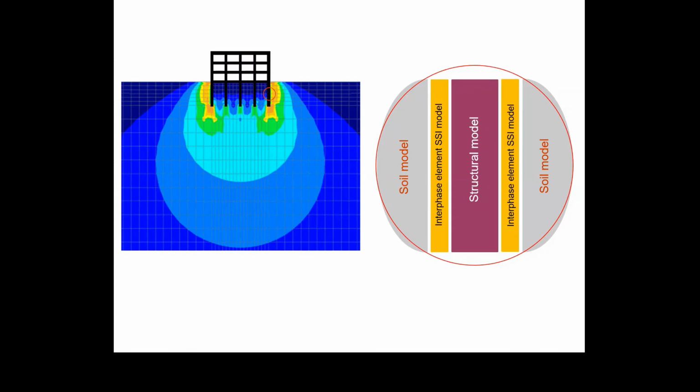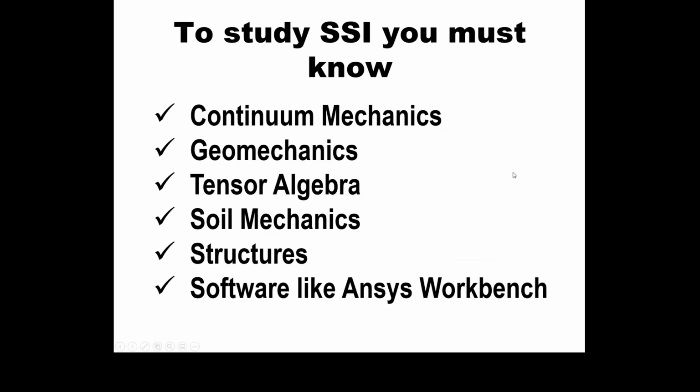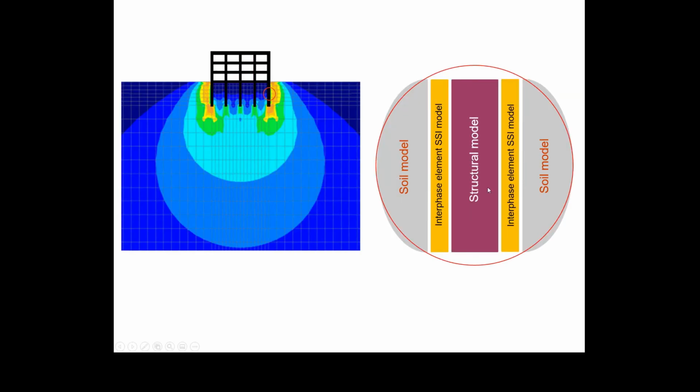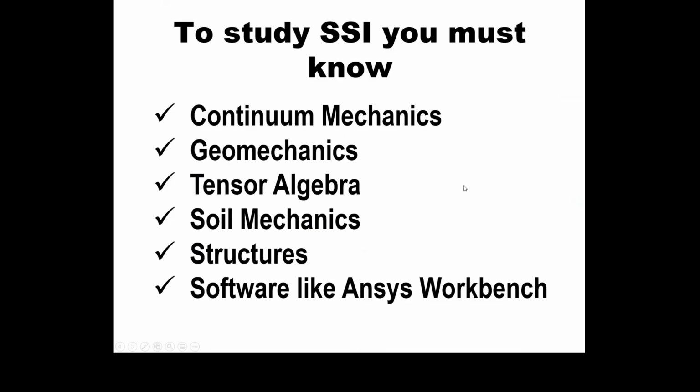But the complexity of every model for the soil, for the interaction or interface, and for the structure will depend on the necessities we have. Sometimes we need more complex models, sometimes we don't need such complex models. This is the most complex approach we can have, and we will need more knowledge and more experience to do it. In order to do that, we are going to need some elements. For example, we need to know continuum mechanics, tensor algebra, soil mechanics, structures, and software like ANSYS Workbench, the software we're going to use.